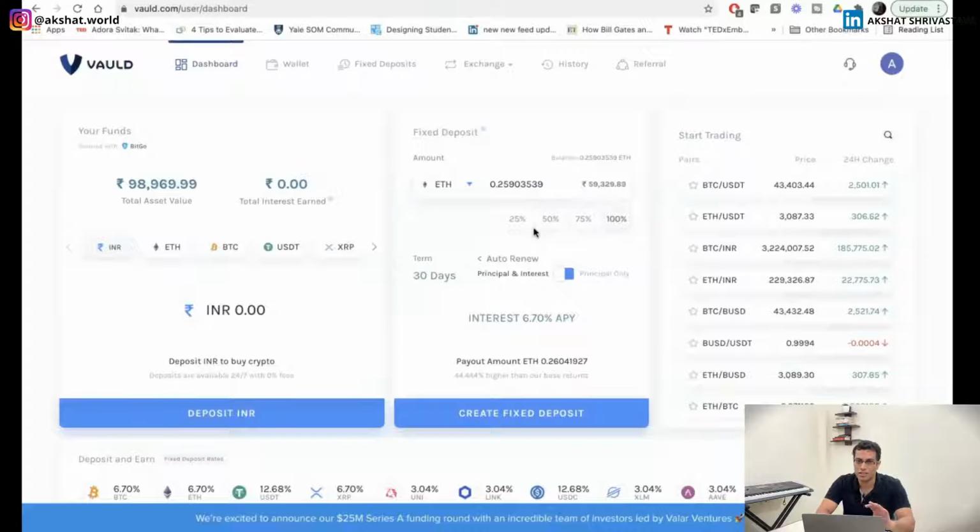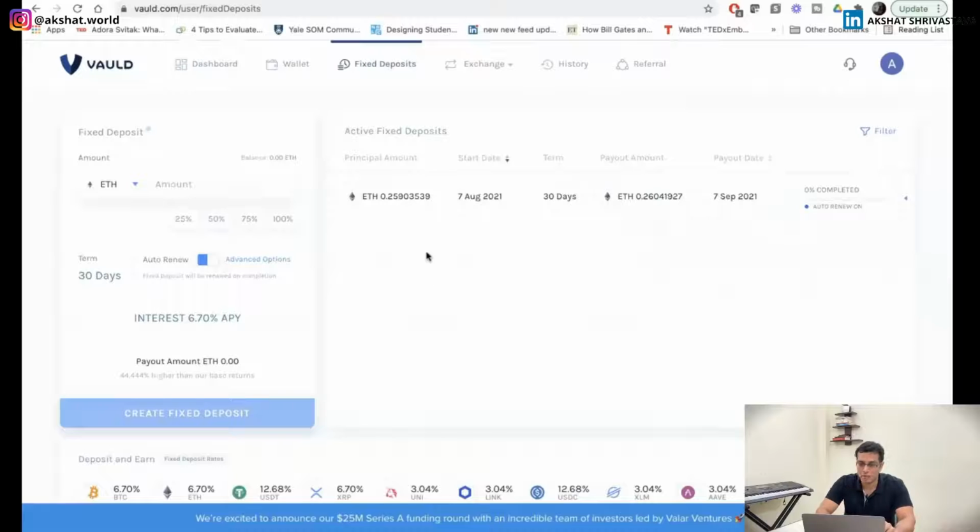So I'm going to do a fixed deposit of the entire 100%. And I will create a fixed deposit, right? And I will reinvest that money. I've created a fixed deposit and it's done.